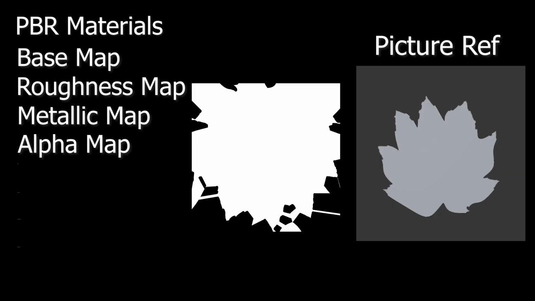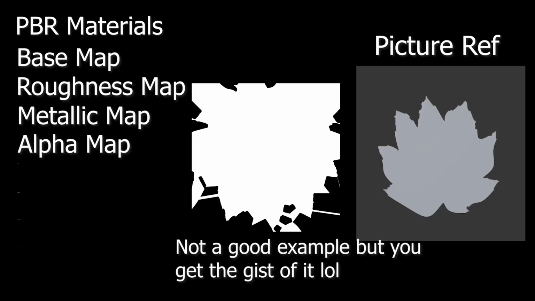An alpha map basically tells your software which parts of the mesh to render. So the whitest regions are the most opaque, while the darkest regions are basically transparent. And then you have your normal map and displacement map.